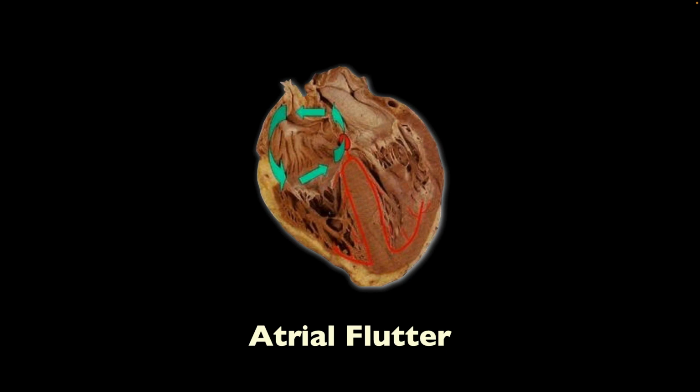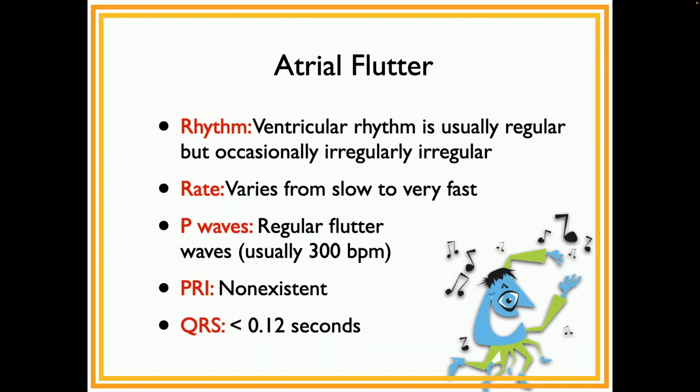Another picture. Okay, we'll look at the criteria and then we'll look at some strips, which will make it easier. Ventricular rhythm is usually regular, but occasionally irregularly irregular. We'll look at some examples. The rate can be slow, it can be very fast. The P waves, there are no true P waves.